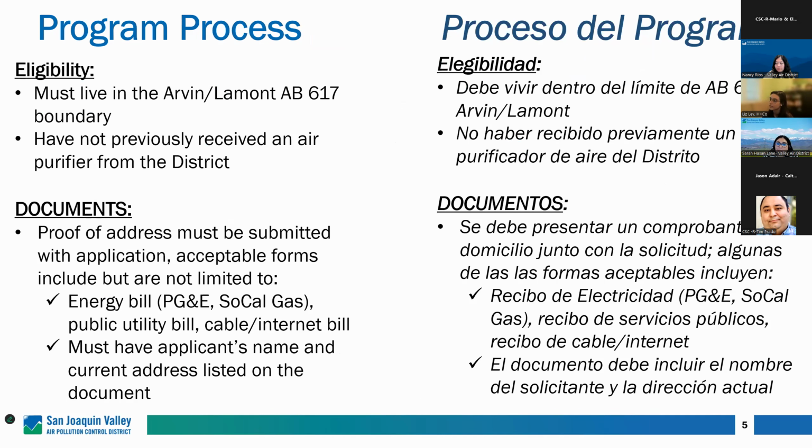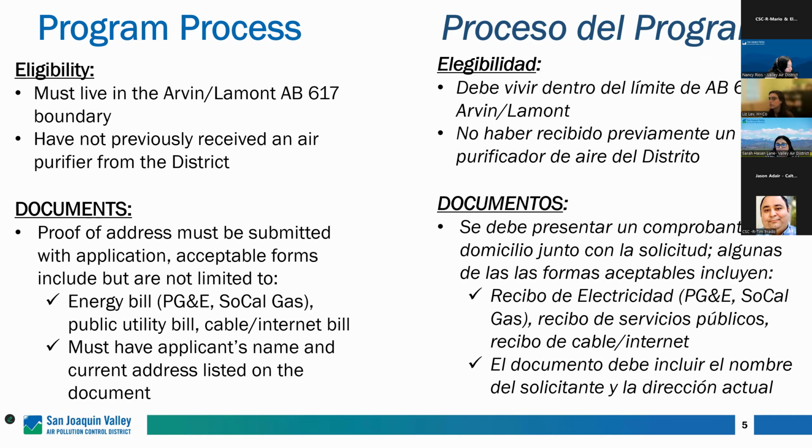So as I said, to be eligible for this program, you do have to live within the AB 617 boundary, and you could not have previously received an air purifier from the district. And if you satisfy those requirements, you can submit an application, which will include a proof of residence document as well. A lot of folks submit their IDs, their driver's license. We've seen some utility bills, even cable or internet bills.